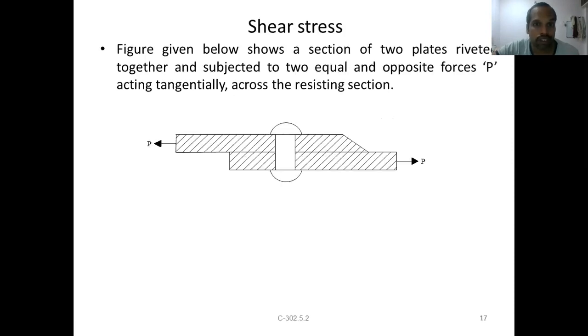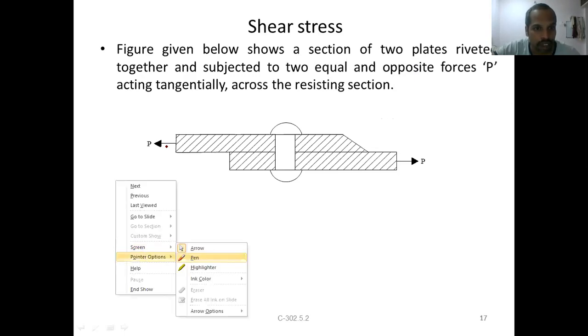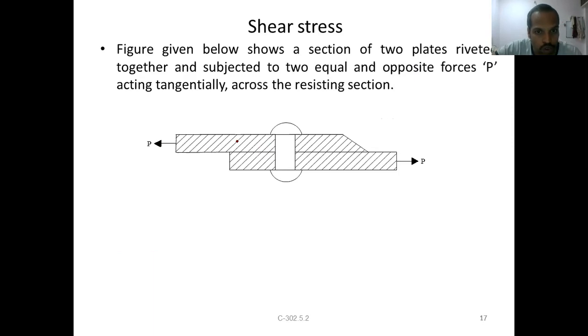Now let us see shear stress. The figure given below shows a cross section of two plates riveted together and subjected to two equal and opposite forces P acting tangentially across the resisting section. So a little bit of this: this is a force, these are two plates. So this is a rivet. This portion is nothing but what we call the rivet.